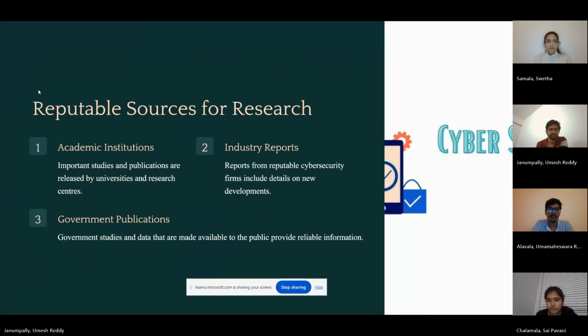And the next slide. The reputable sources for research mainly involve three: academic institutions, industrial reports, and government publications.